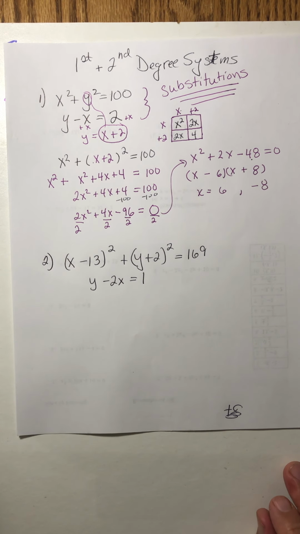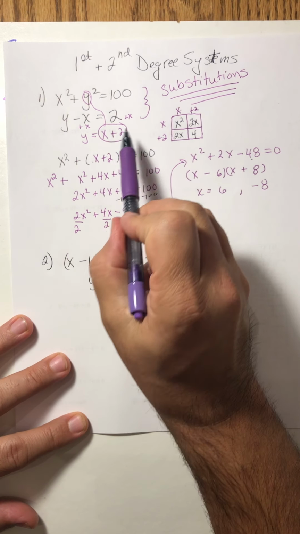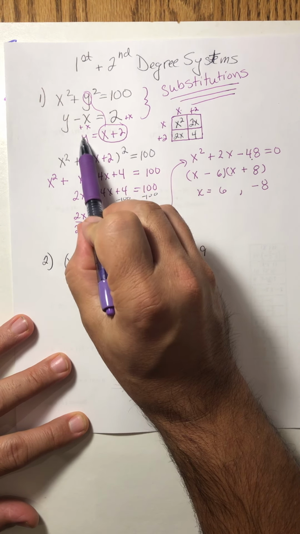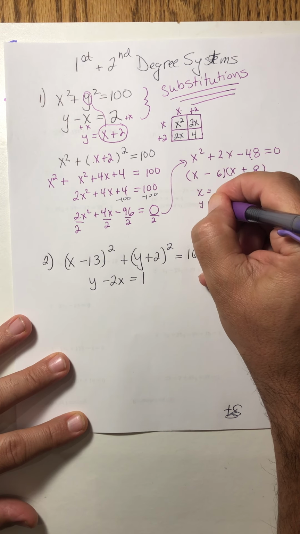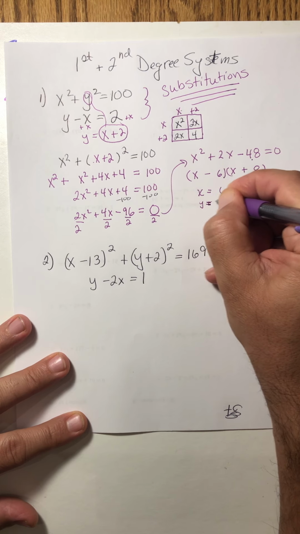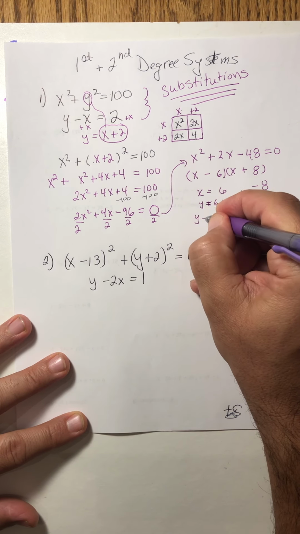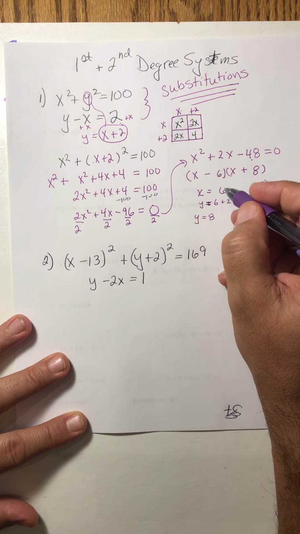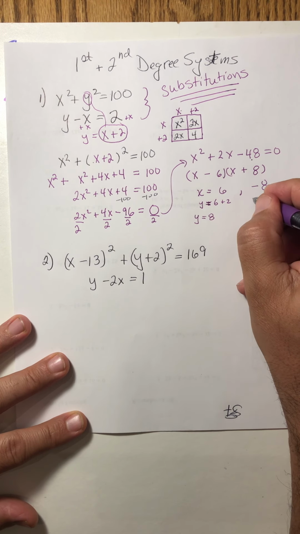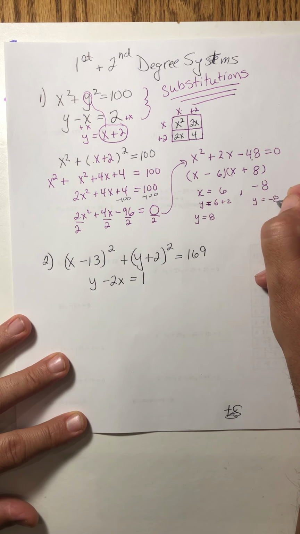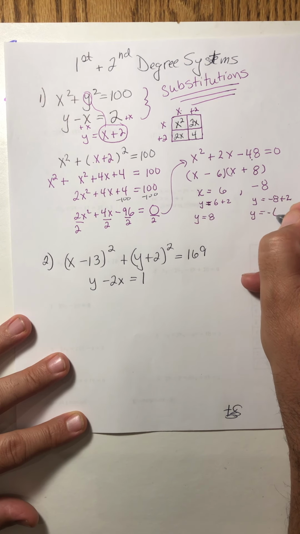Now remember, this is a system, so now we have to find the y value. I'm going to use this equation right here. Nice and easy. We should be able to do that in our head. So y equals 6 plus 2. That gives us an 8. So you just plug it in. Plug in the 6. If I have two x answers, I have to have two y answers. y equals negative 8 plus 2. So then here we have y equals negative 6.